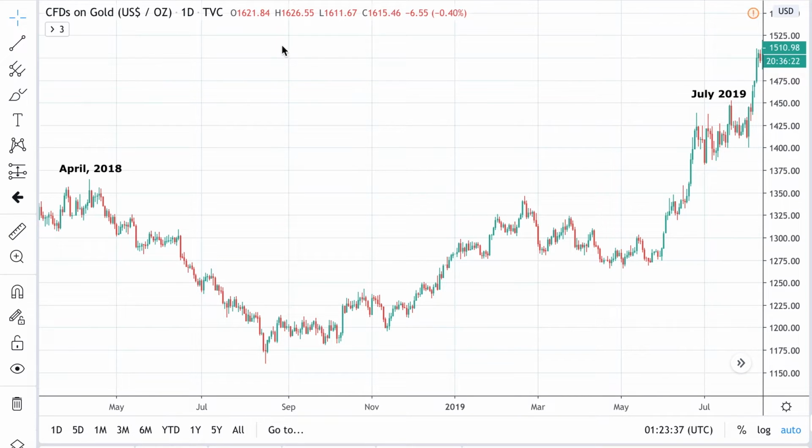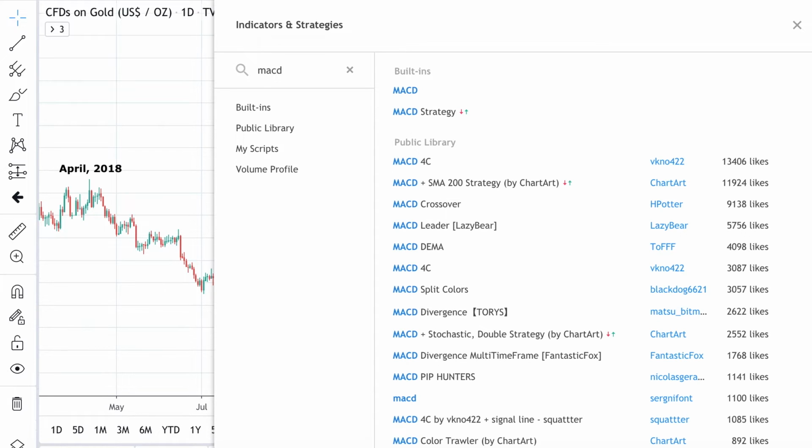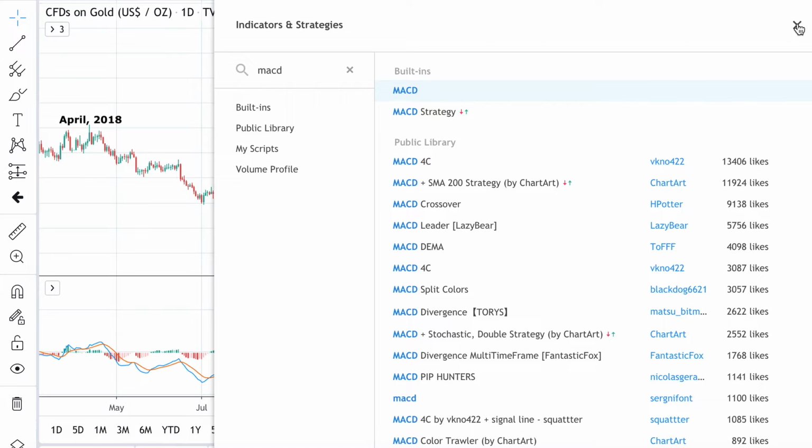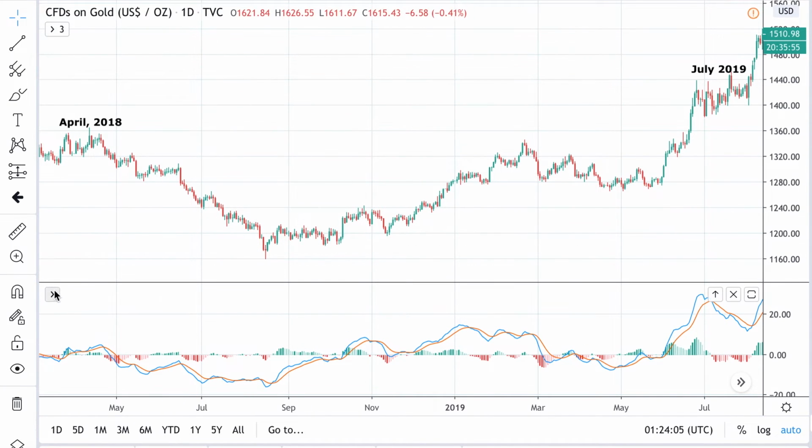All right, first of all, I want to teach you how to add MACD as an indicator onto this chart. I'm on the TradingView platform. You come right here and just type MACD. Click MACD, and there you go. Then you have the indicator below the chart. If you want to see the settings, they're right here.